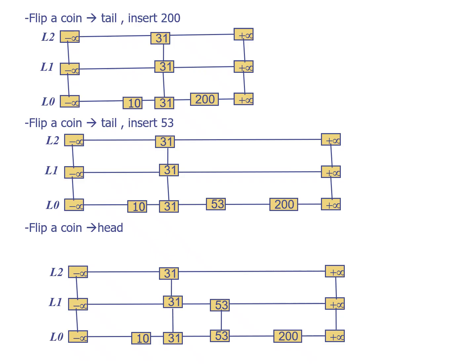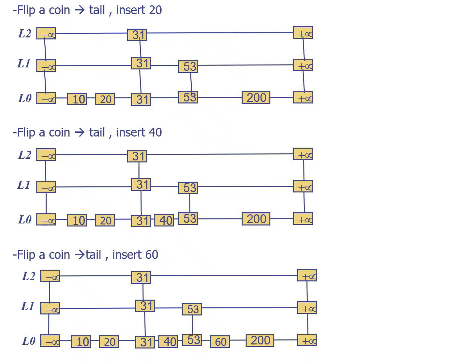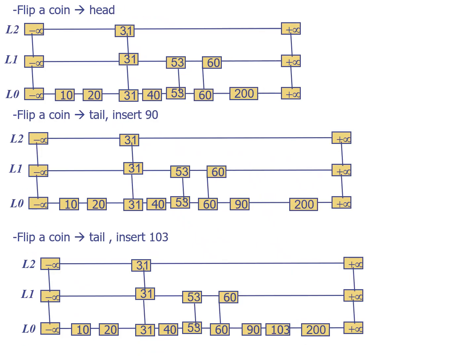I will insert the 200, flip a coin, I get a tail, so I'm not going to propagate 200 to the level above. I insert 53, flip a coin, I got a head. So I now put 53 in layer number 1. I flip a coin again, I got a tail, so I'm not going to propagate 53 further up. I insert 20, I flip a coin, I get a tail, so I just keep it at the bottom layer. I insert 40, I flip a coin, I got a tail, so I'm not going to do anything. I insert 60, flip a coin, I got a head, so I put 60 in level number 1.